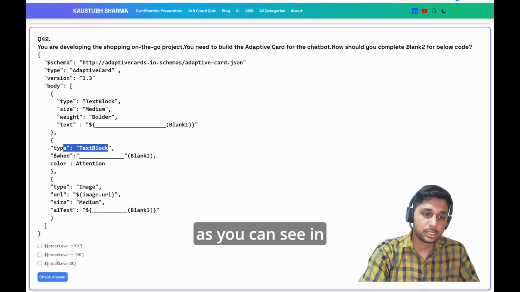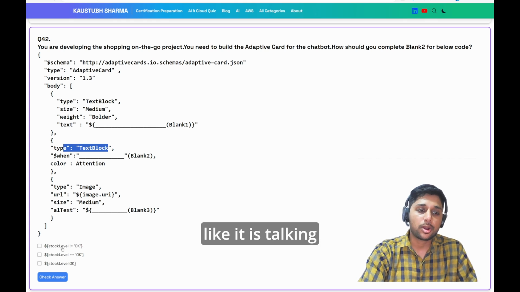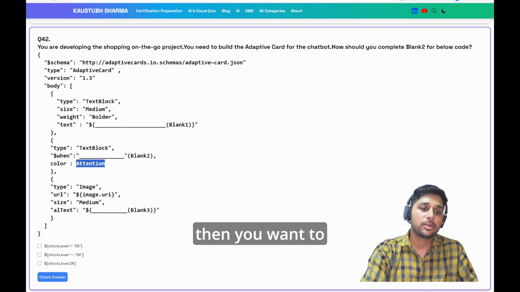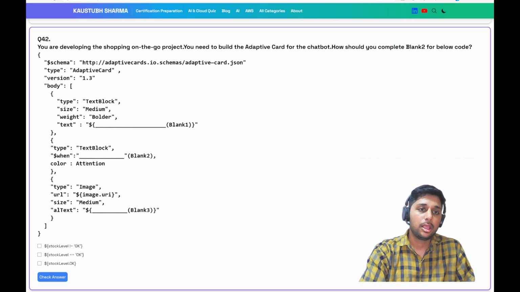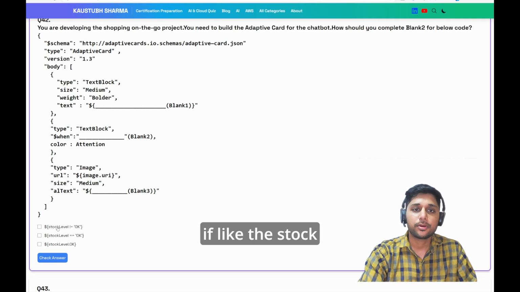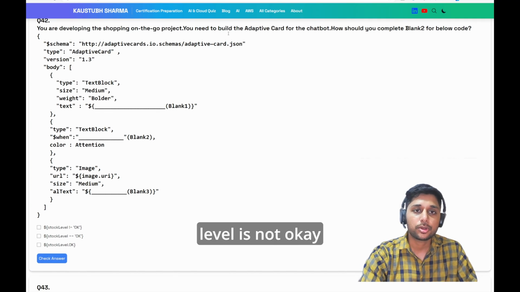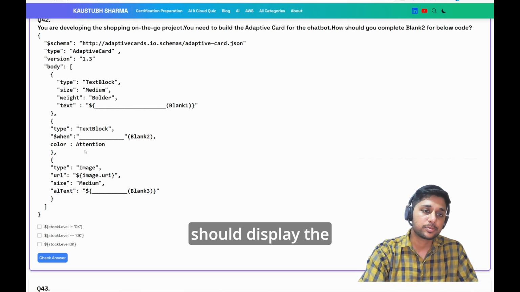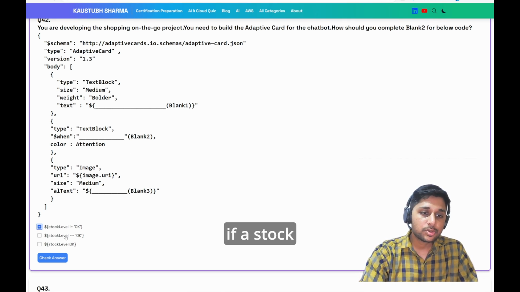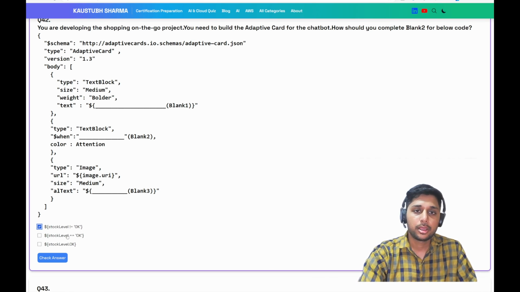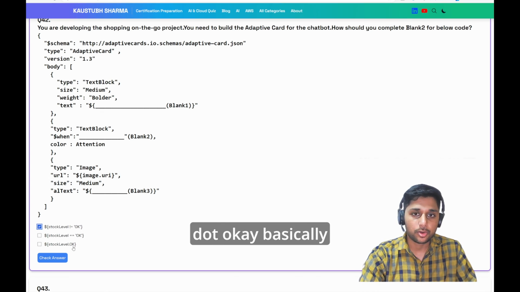I guess it is talking about out of stock, as you can see in the options as well, it is talking about stock level. So when you want to display attention, when it is basically out of stock or low stock, then you want to display it to the user, so that they purchase it immediately, otherwise it will go out of stock. So the first option is if stock level is not okay. Yes, this is what we want, right? If the stock level is not okay, then it should display the color attention, so this is correct. If stock level is okay, we don't want to give attention to that text block, right? We don't want that.